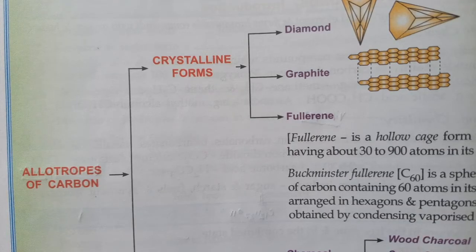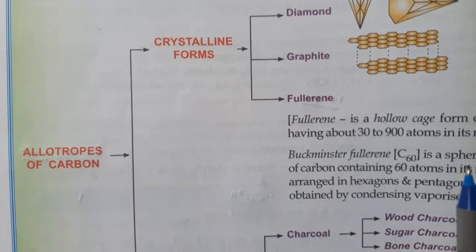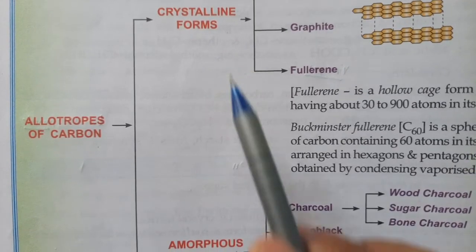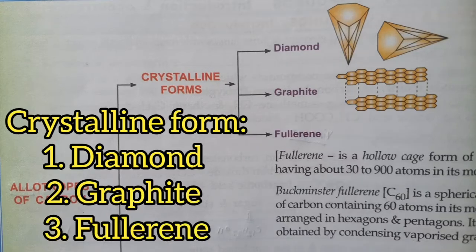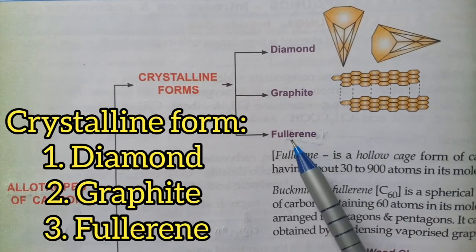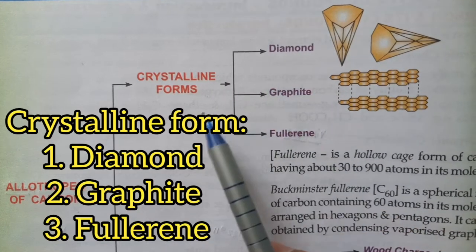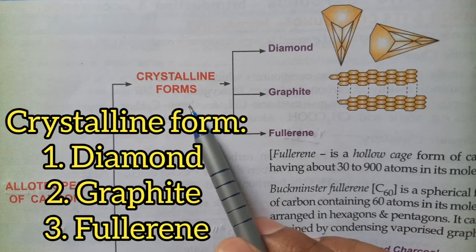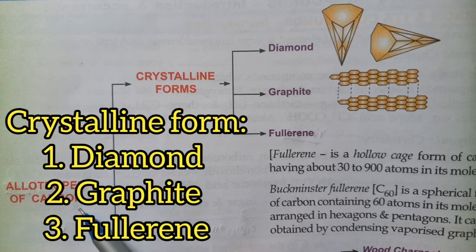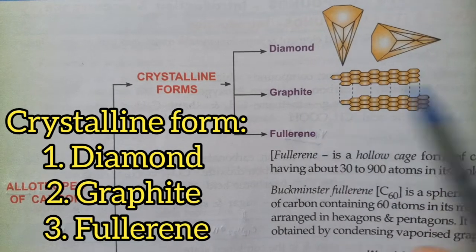You can make this flow chart. There are two allotropes of carbon, students: crystalline form and amorphous form. In crystalline form, diamond, graphite and fullerene come. I may ask you in the exam, what are the crystalline allotropes of carbon? The answer is diamond, graphite and fullerene.